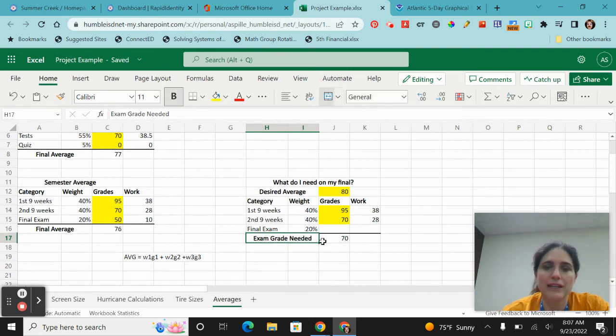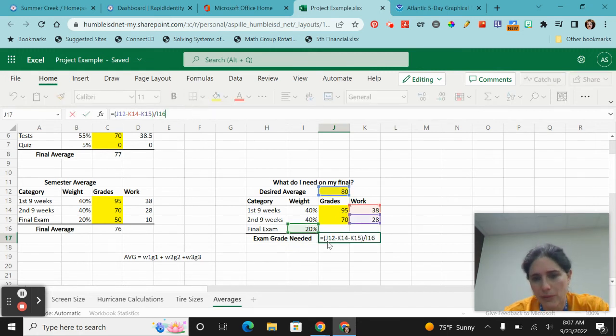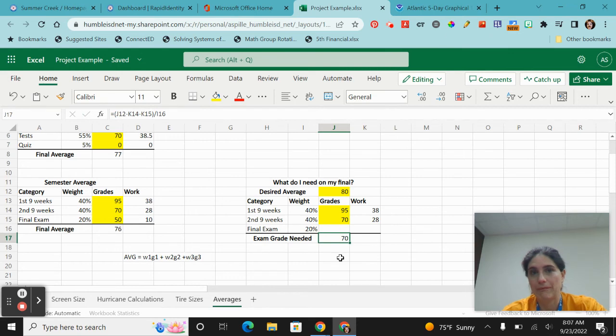So let me repeat that again. I did equals, opened parentheses, and did this one. This is the average minus weight one, grade one, minus weight two, grade two, close parentheses, divide by the weight of the grade three, enter, and that gives me the grade that I needed.